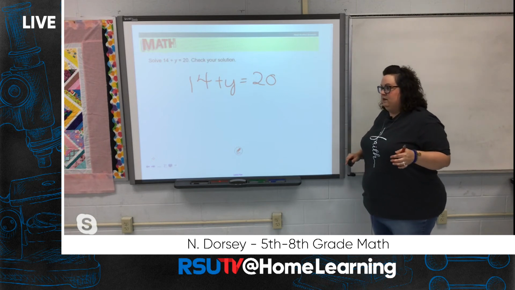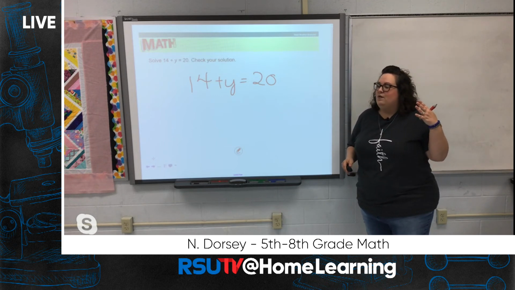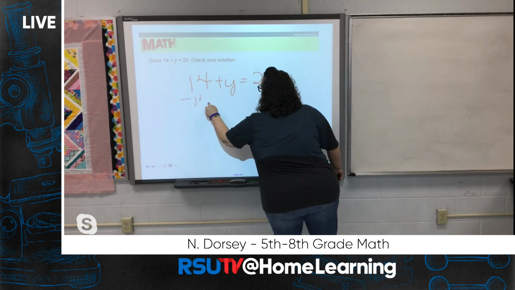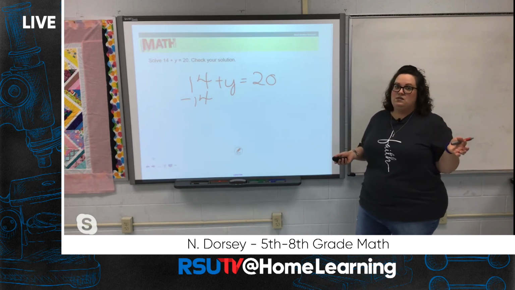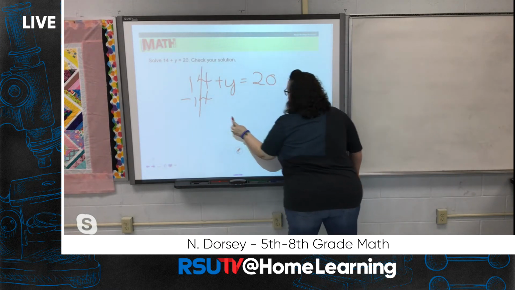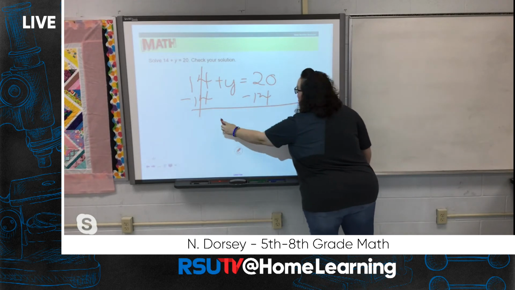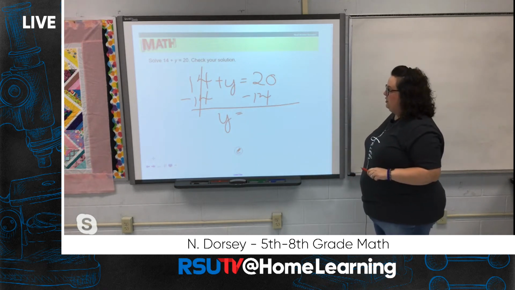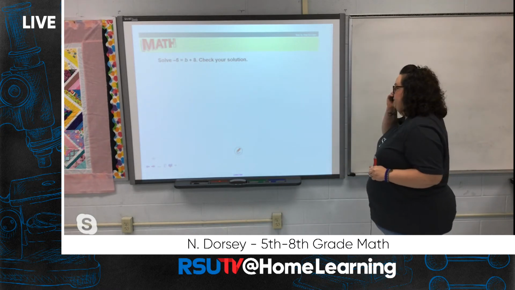Okay, what's going to stay? The y. What's going to move? The 14. So it becomes -14 because remember, we always do the opposite. They're rebellious, just like I was as a teenager. Joking, not really. So we subtract that on both sides. And then we have y equals, and what is 20 minus 14? 6.